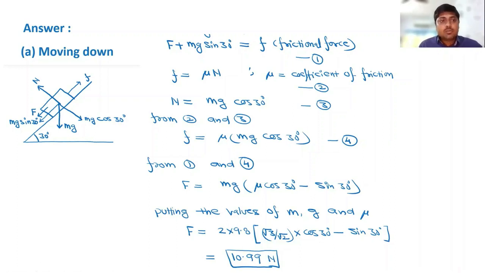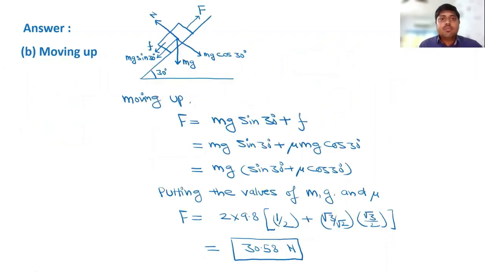Now, the second part of this problem is what will be the value of the force when we move it in the upward direction. So in this case, the direction of forces will change slightly. Other forces like the reaction force, the force due to gravity and weight, and the component of this force will remain the same. Only the direction of the frictional force will change because now we are moving the body in the upward direction. So the frictional force will come in the direction opposite to the direction of motion.